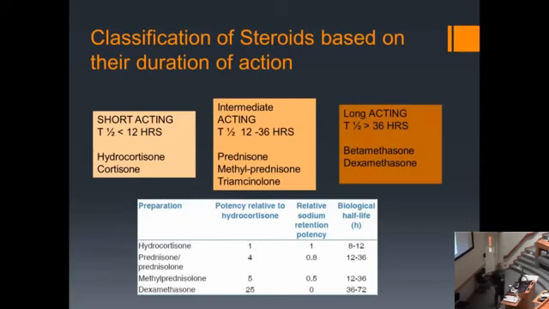Okay, so let's just review these glucocorticoids, all right? Here you've got the short-acting, intermediate, and long-acting glucocorticoids, right? So the short-acting ones are essentially hydrocortisone and cortisone, intermediate-acting, prednisone, methylprednisolone, and triamcinolone, and the long-acting, which are actually the most potent, betamethasone and dexamethasone, right? Relatively straightforward.